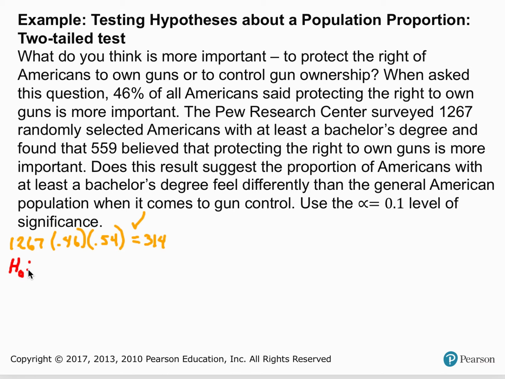So let's get our hypotheses. H sub naught tells me that P equals 0.46. Okay, and H sub 1 is just do they feel differently, right? They don't want to say is it less than 46%, is it more than 46%, but they say it's not 46%, right? So we got a two-tailed test this time.